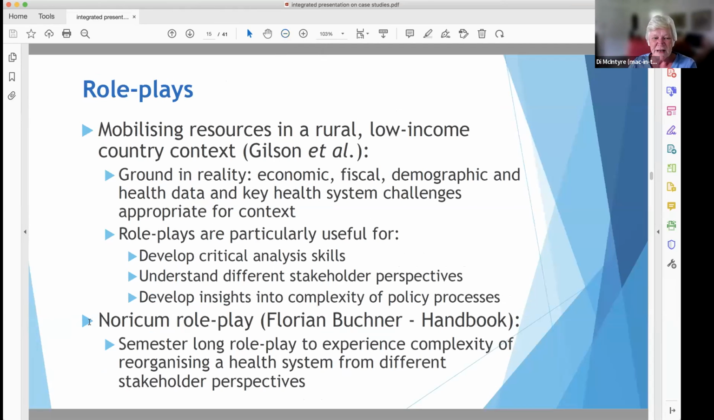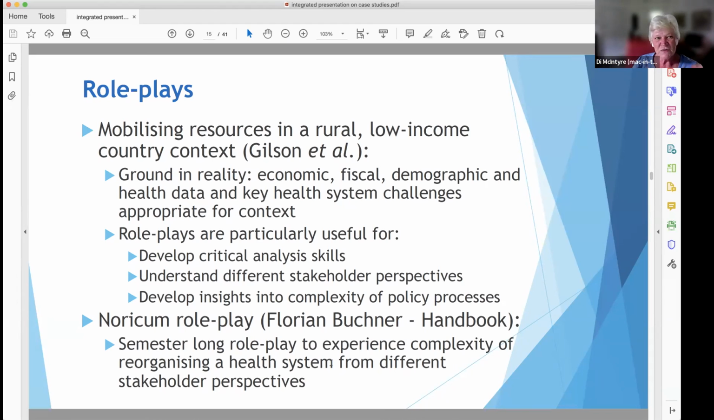Anyway, I've talked about that. I just wanted to mention a role play that isn't in the repository, but is in the handbook, and it's another one that was developed by Florian Buchner. And this one is a very interesting one. He uses it as a semester long. It's like a course in itself. And it creates a context of a particular health system and the need to completely reorganize that health system after there's been some major transition or political transition. And different people have different roles, and they need to work together and barter and negotiate over the period of a whole semester about how to actually reorganize the health system.